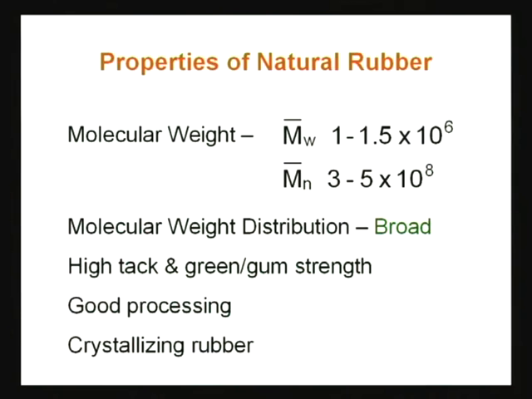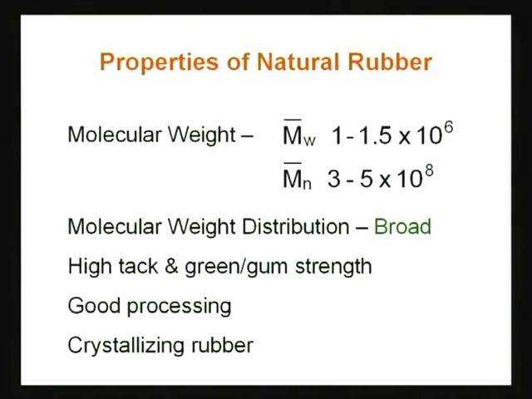I have already described what tack, tackiness and stickiness mean, and what green strength of the rubber product means. Green strength means that after making a rubber compound, when you give it a green shape prior to curing, the strength of the shaped item prior to curing is known as green strength. That is under green condition, not fully formed or fully cured.